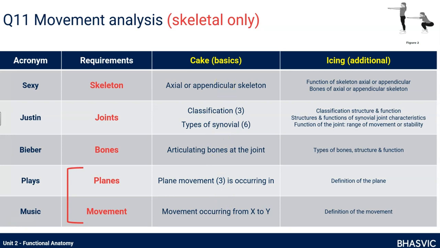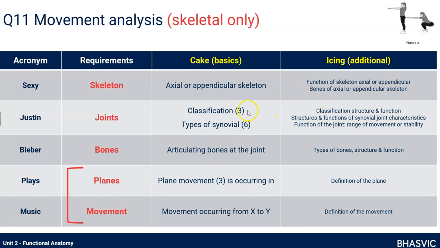However, what I'm going to be coaching you to do is to do that, but add in some additional icing information to show off, to get the higher grade, to impress the examiner. And for example, if you're saying that the joint is part of the appendicular skeleton, well then just give a little bit of extra information about what's the function of the appendicular skeleton or the axial skeleton. What bones might you find in the axial or appendicular skeleton? What are their main jobs?